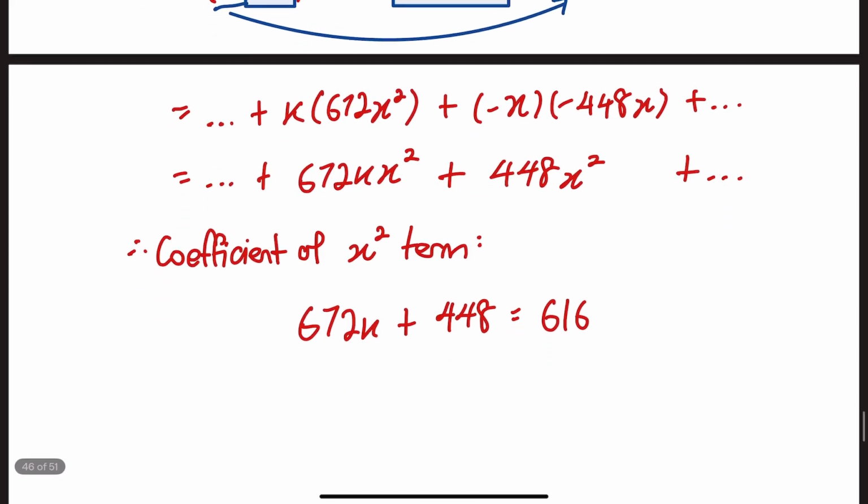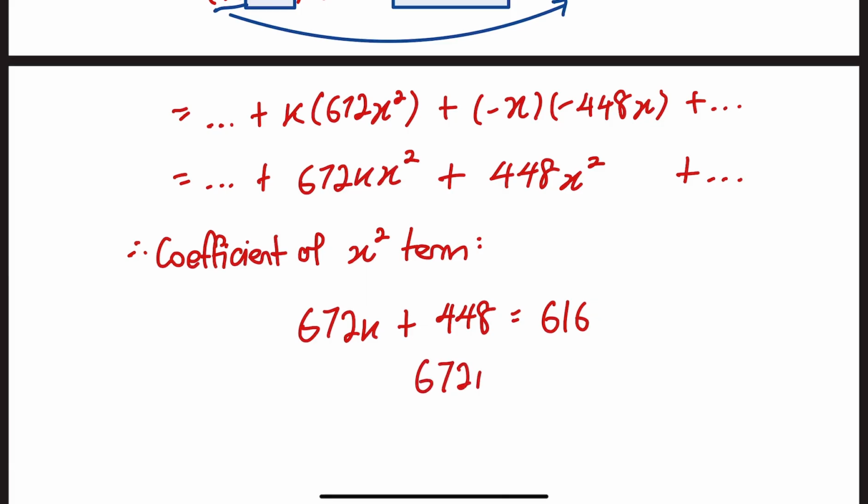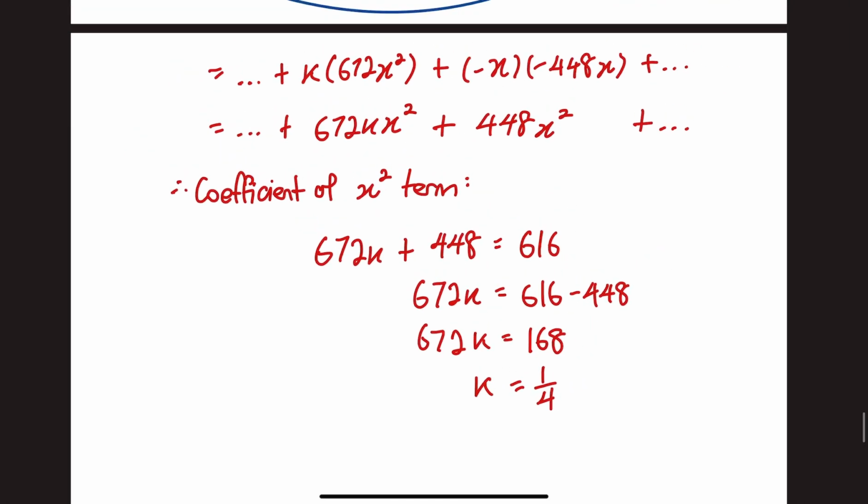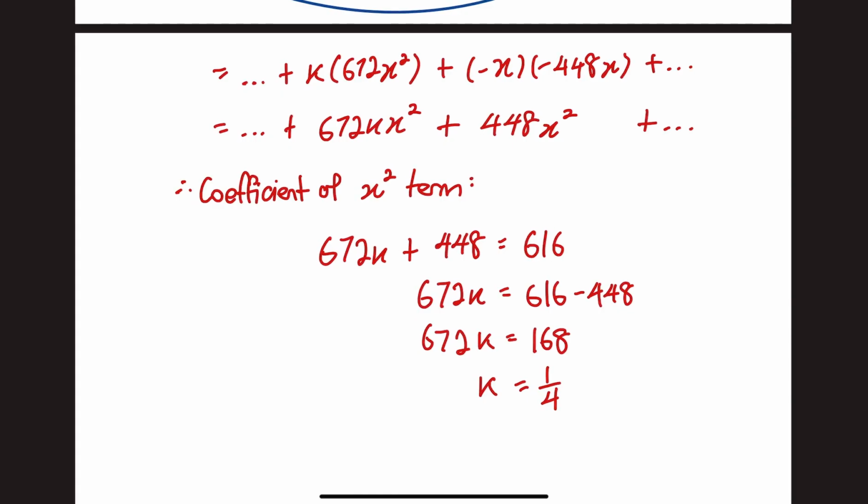Then from here, I can simply solve for k. Therefore, 672k is equal to 616 minus 448. This means that 672k is equal to 168. Therefore, divide both sides by 672, k is equal to 1 over 4. And that is your answer to question 1. Alright, let's now move on to question number 2.